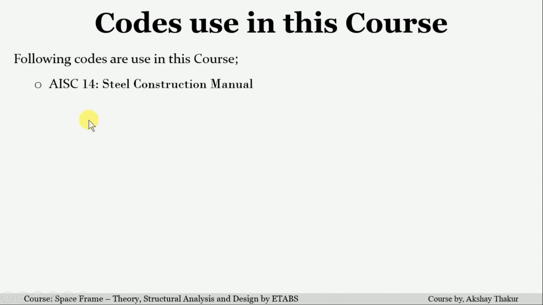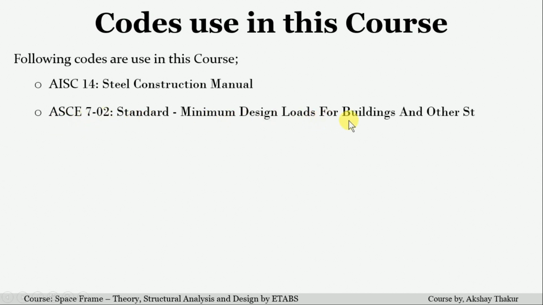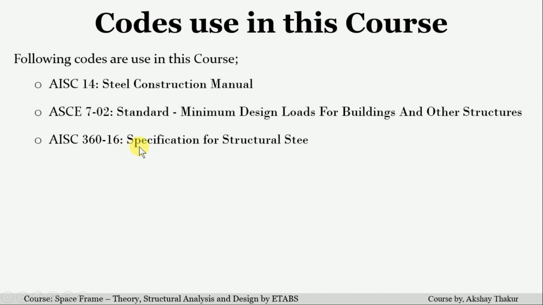For the steel section database to model the space frame in ETABS, we use the AISC 14 code, as well as the ASCE 7-02 standard, which is the minimum design loads for buildings and other structures. For defining the load patterns of the wind load and earthquake load, we use this standard. ASCE 7-02 is the older revision of the latest standard ASCE 7-16, whereas for the design we use AISC 360-16, which is the specification for structural steel buildings, the latest standard by the AISC for the design of steel structures.